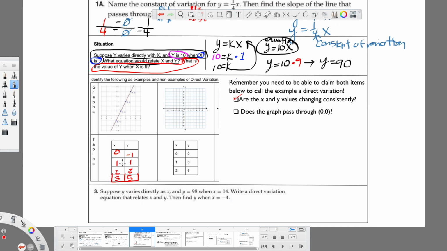So right away, I should notice it does not go through (0, 0). It does not go right through the center of the graph. So it does not meet this guideline. So not a direct variation.